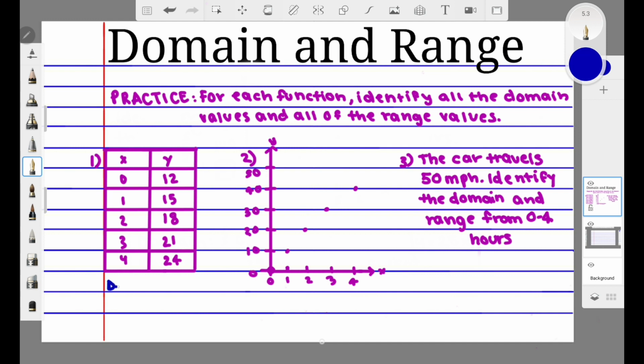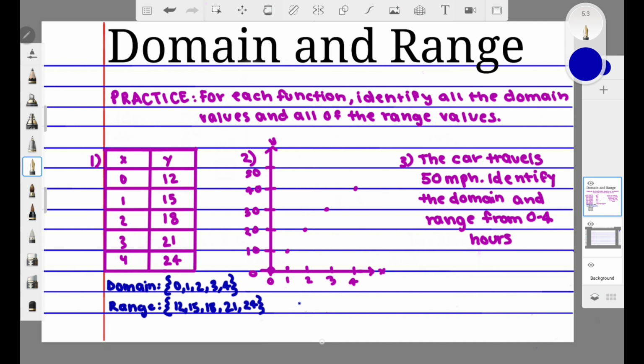Alright, so for domain, we can list all of the x values given: 0, 1, 2, 3, and 4. And for range, we'll do the same exact thing, but for the values on this side of the table: 12, 15, 18, 21, and 24.